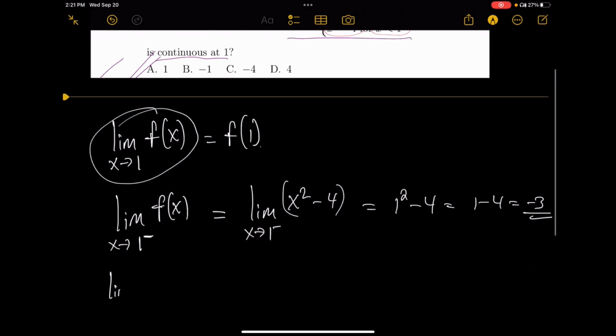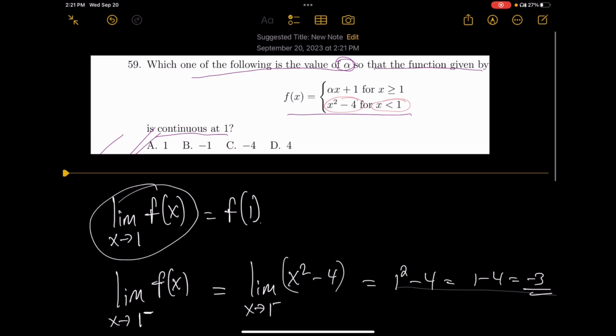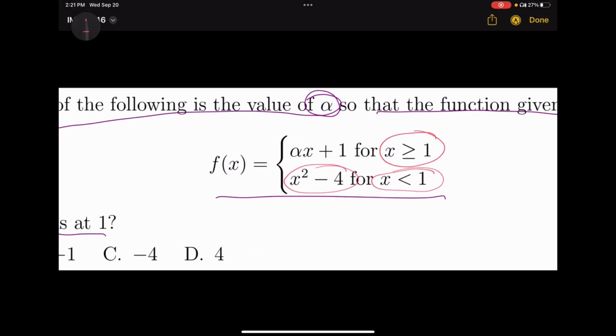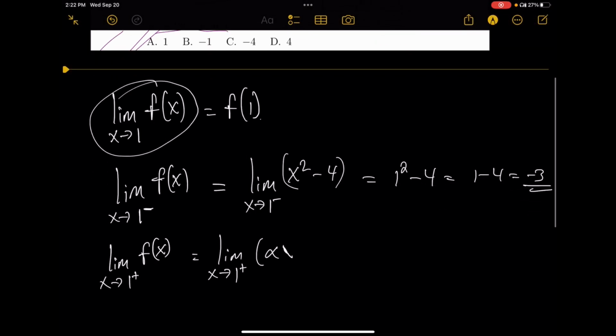Okay, how about the limit of f of x as x approaches 1 from the right? That would be the limit as x approaches 1 from the right of what? Since it is 1 from the right, we are coming from a number slightly greater than one. Then our function is alpha x plus 1. So alpha times 1 plus 1, that would be alpha plus 1.